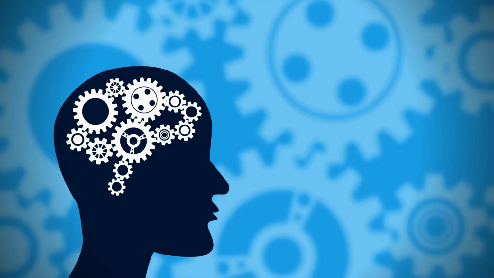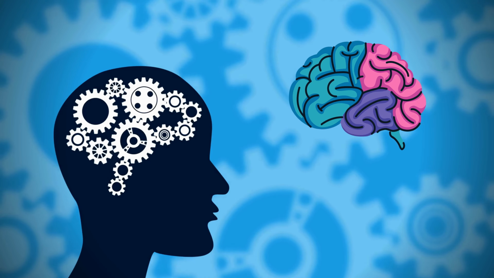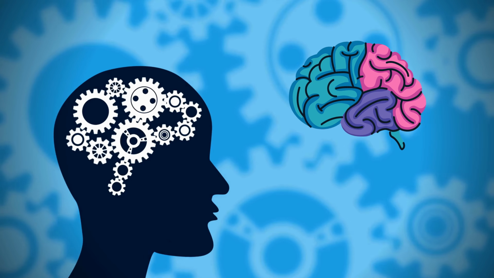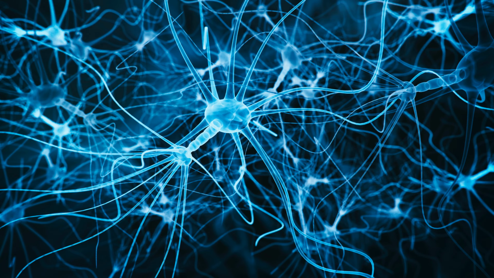First, let's understand what a neural network really is. Imagine it as a mini version of our brain. Our brain makes decisions and learns new things using a network of neurons. Similarly, a neural network in AI uses artificial neurons, or nodes, to make decisions and learn from data.